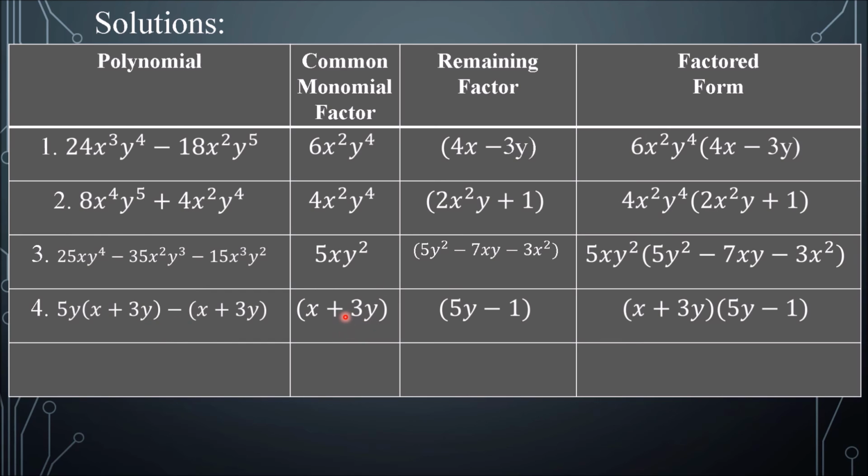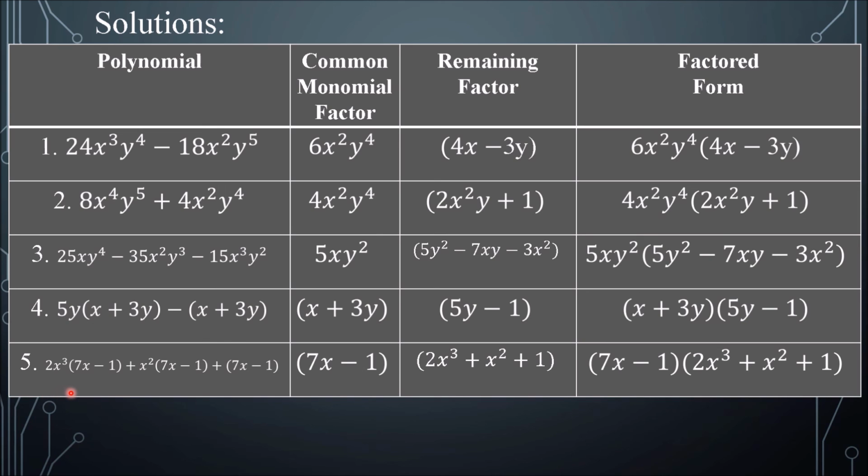So extracting that from this expression, we have 5y, then there's 1 there, so that's 1. So again, 5y times x plus 3y divided by x plus 3y is 5y, and then x plus 3y divided by x plus 3y is 1. Copy the minus. Okay, that's the remaining factor. Now combining again the two, we have x plus 3y times 5y minus 1. That will be the factored form and the final answer.